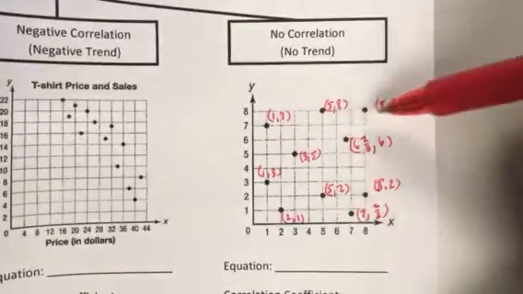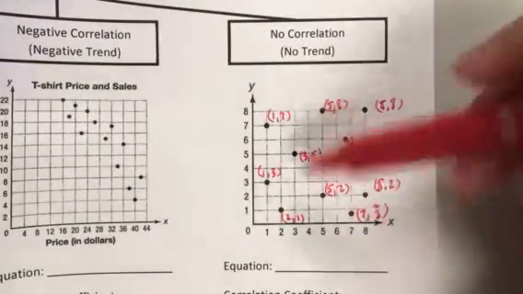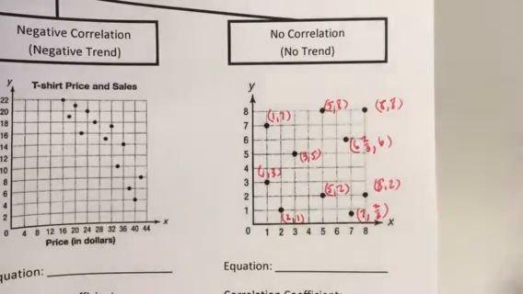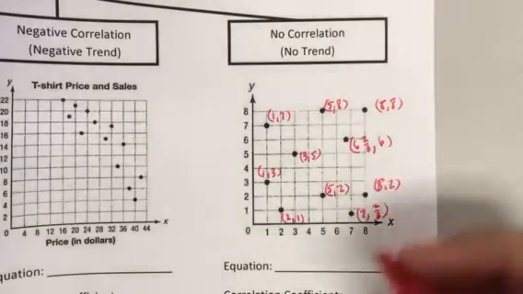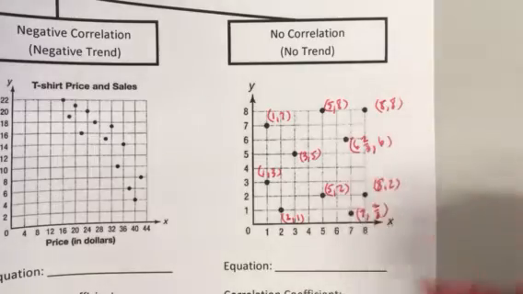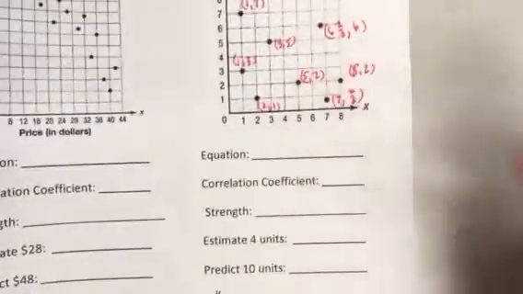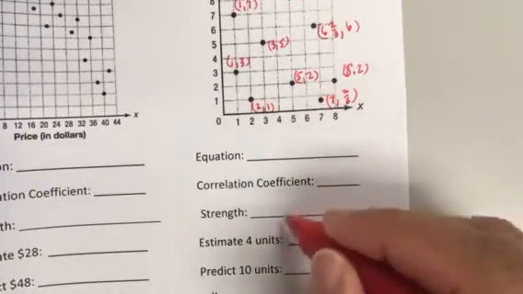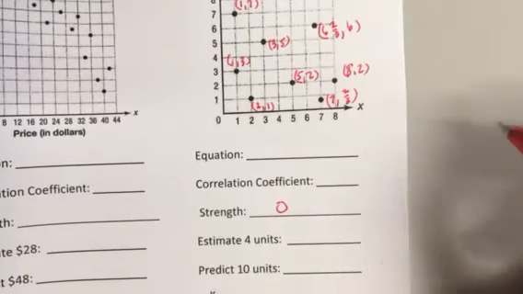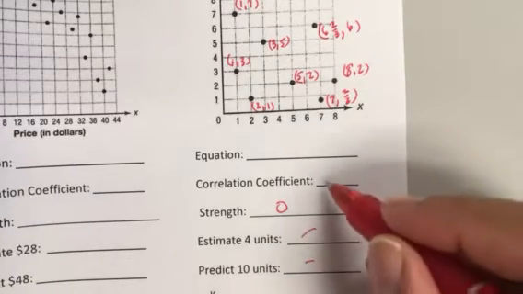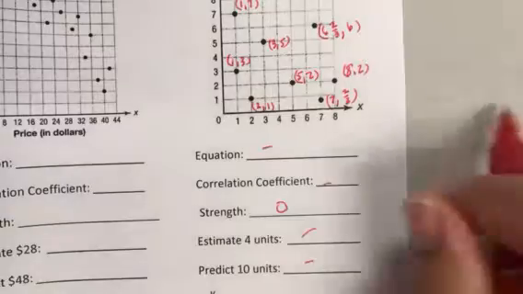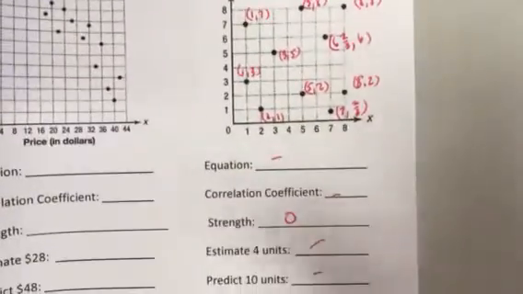Okay, so you have a no correlation. How do I know there's no correlation? They're scattered all over the place. So this is a no correlation, which means I really can't answer any of these questions. There's zero correlation. I can't estimate anything because there's nothing to estimate. So that's all we're going to leave it at. We're going to put no correlation or no association.